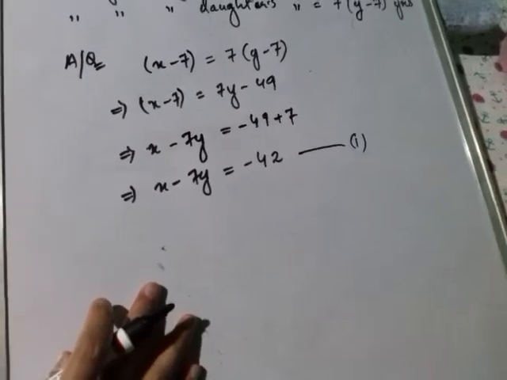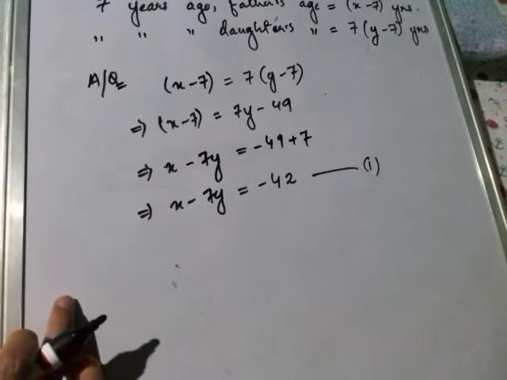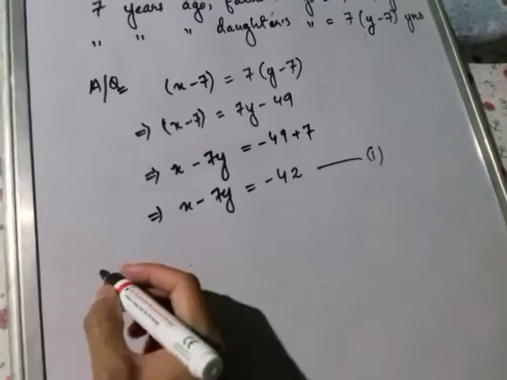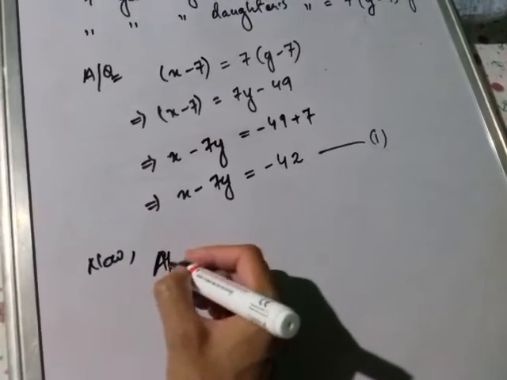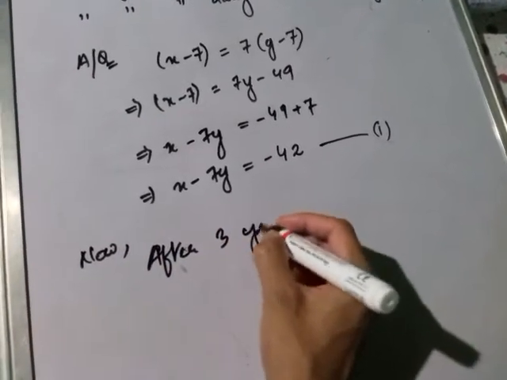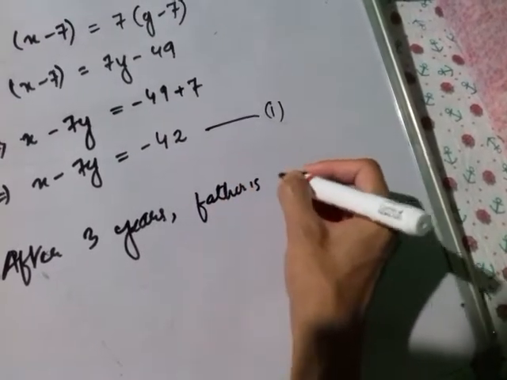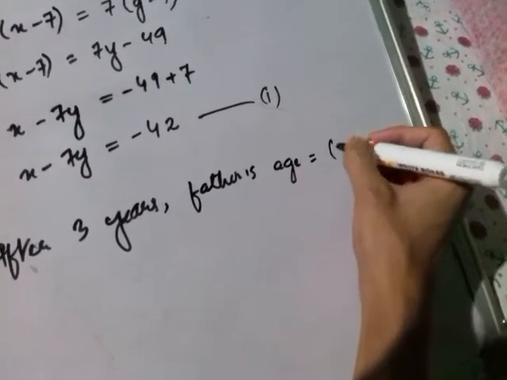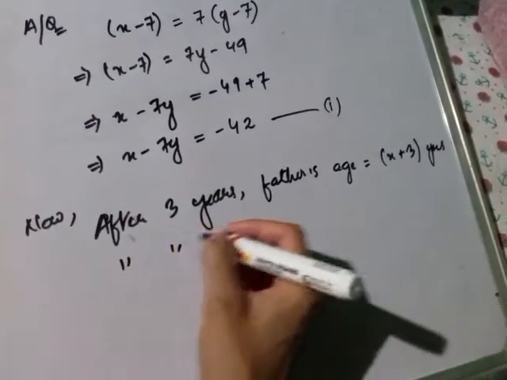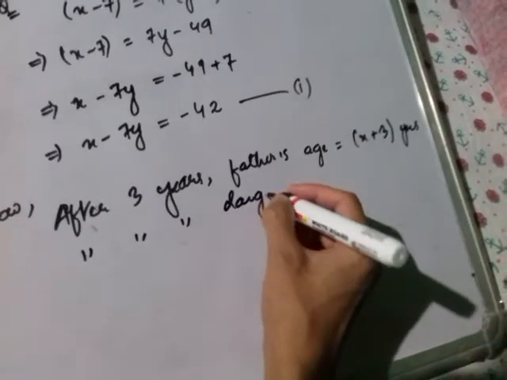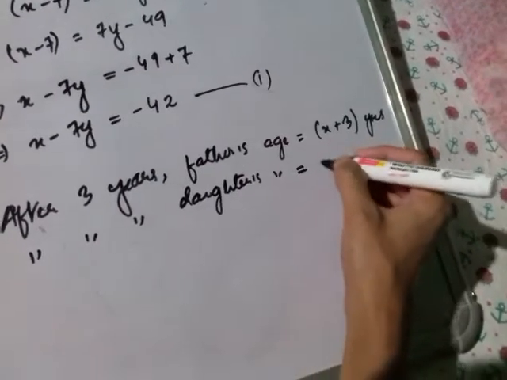Now we will find out the next part. You see, also 3 years from now I shall be 3 times as old as you will be. That one we will find out now. So we will write here, after 3 years father's age equals how much? X plus 3 years. And after 3 years daughter's age equals how much? It will be y plus 3.